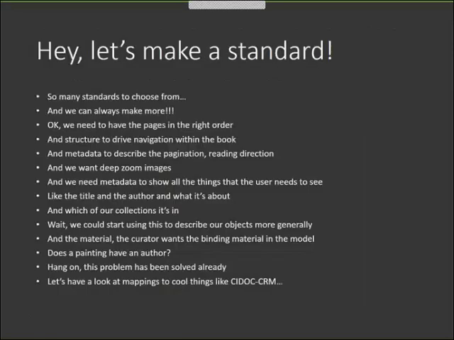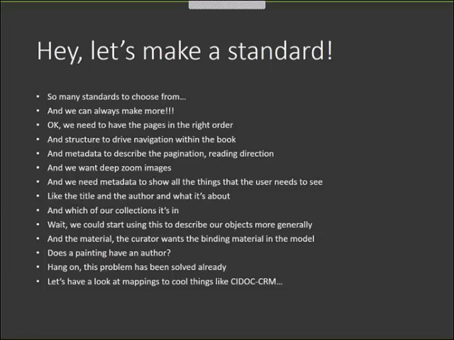So if we started going about making a standard for solving this problem, for making digitized resources interoperable, what would we do? We can say, okay, well, there are so many standards we can choose from, and we can always make another one. What are the things we need to make a standard? We need to make sure the pages are in the right order, and that the metadata of the standard conveys structure so we can have navigation around the book and what order the pages go in.